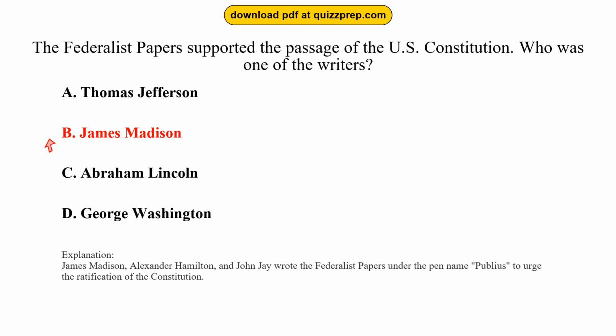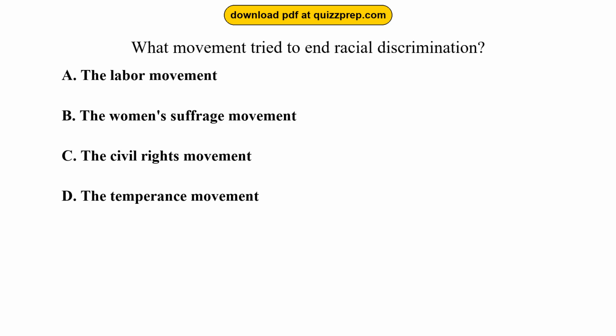James Madison, Alexander Hamilton, and John Jay wrote the Federalist Papers under the pen name Publius to urge the ratification of the Constitution. Question 89.